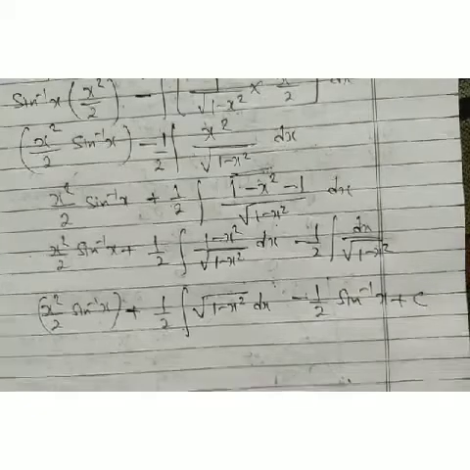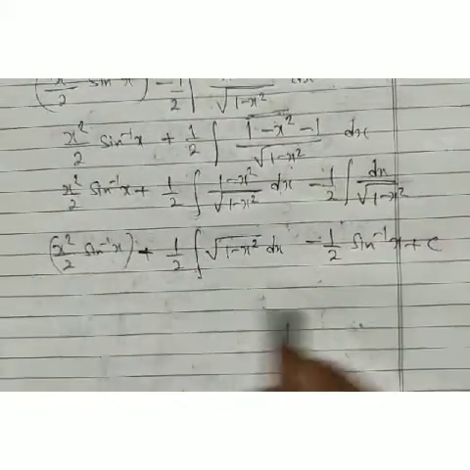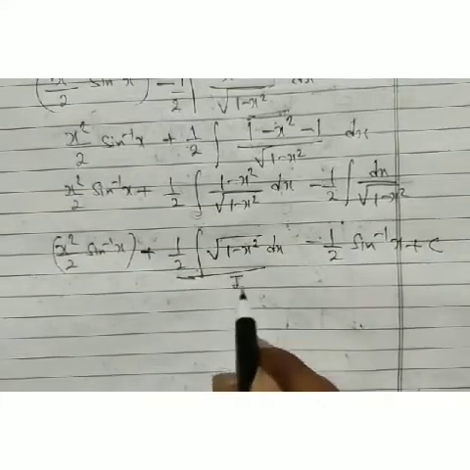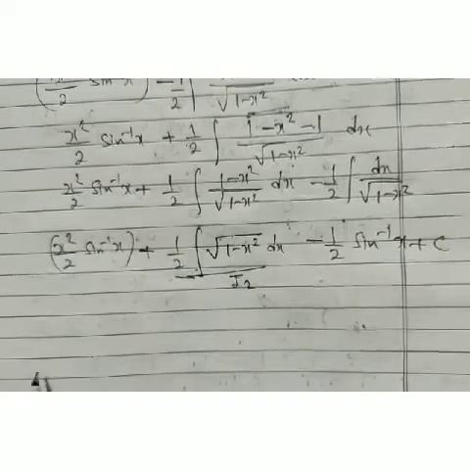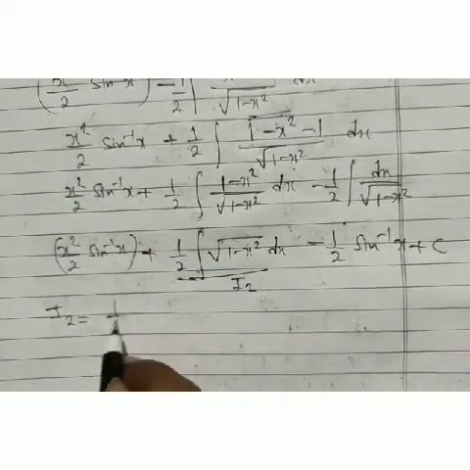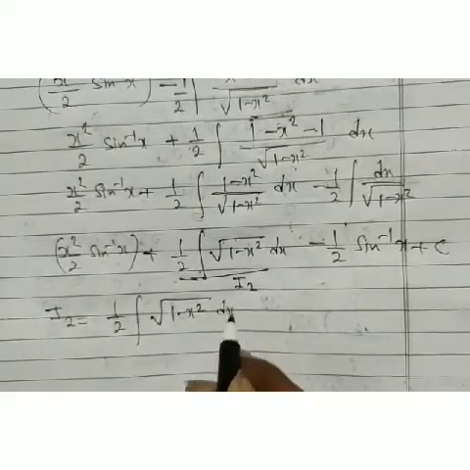But look how we are going to find the value of this. Just suppose we take this as our integral I2. Now we are going to find the value of I2. Our I2 is the integration from 1/2 of under root 1 minus x square dx.